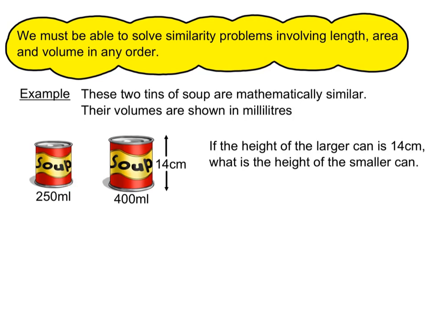So what I'm going to do is start off by writing my scale factor. Now again, I need to understand, am I doing an enlargement or a reduction here? I'm trying to find the height of the small can from the height of the large can. So what am I trying to do with this 14? Am I trying to make this 14 larger or smaller? You can see it's on the larger can, so I'm trying to reduce the size of this. So it's a reduction scale factor. So we'll start off with writing out reduction scale factor.